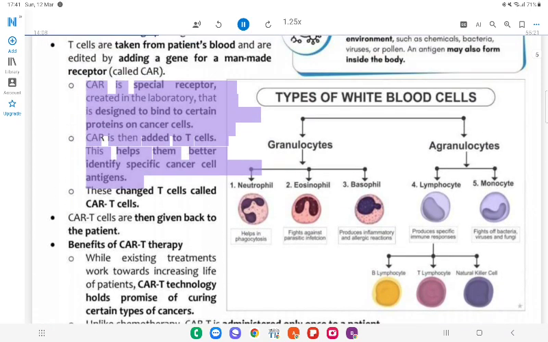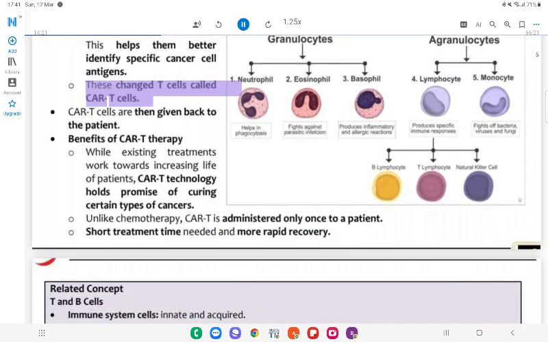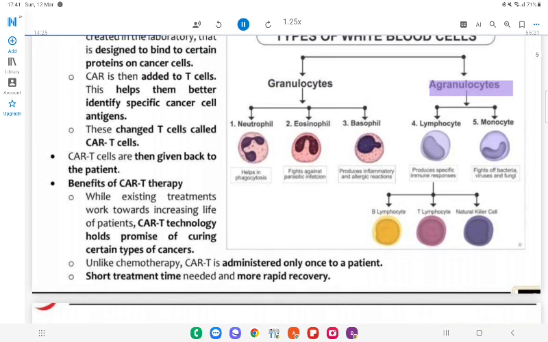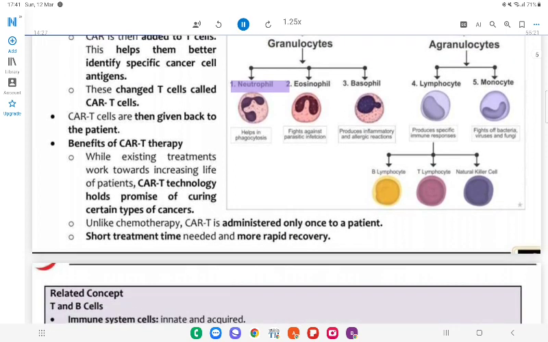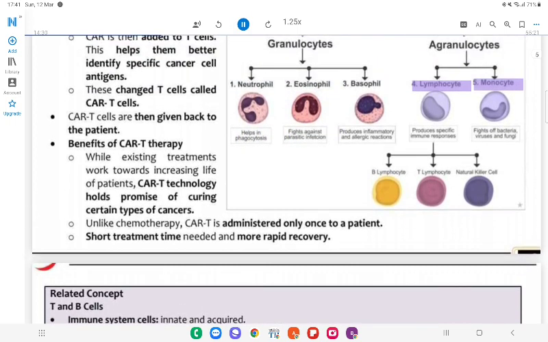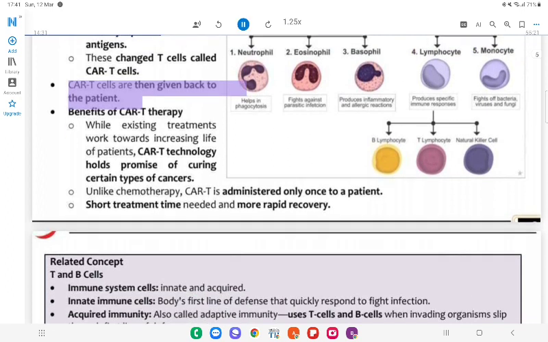CAR is a special receptor created in the laboratory that is designed to bind to certain proteins on cancer cells. CAR is then added to T cells. This helps them better identify specific cancer cell antigens. These changed T cells are called CAR T cells. Granulocytes: 1. Neutrophil, helps phagocytosis. 2. Eosinophil. Agranulocytes: 4. Lymphocyte. 5. Monocyte. CAR T cells are then given back to the patient.